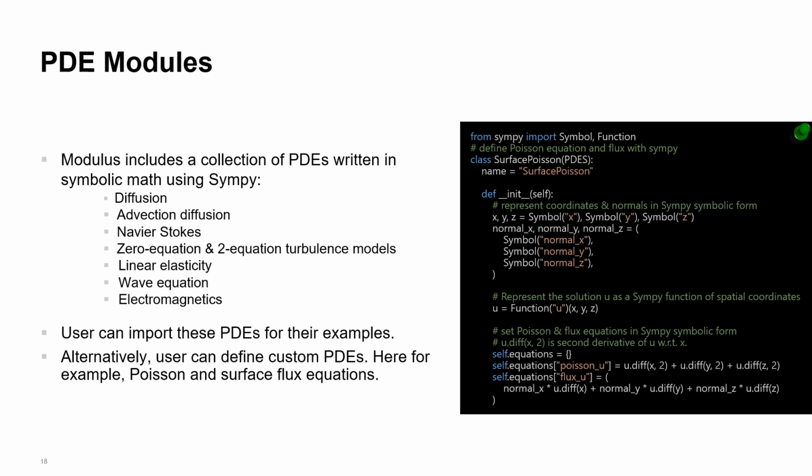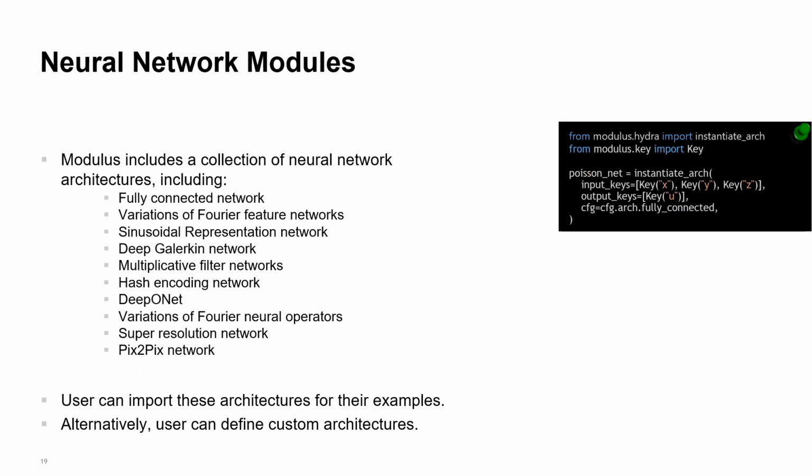Alternatively, users can also define custom PDEs. Here, for example, are the Poisson and surface flux equations written in symbolic math. Secondly, Modulus includes a collection of neural network architectures, and you can see the full list there. Users can import these architectures for their examples as a one-liner, or alternatively, users can also define custom architectures.